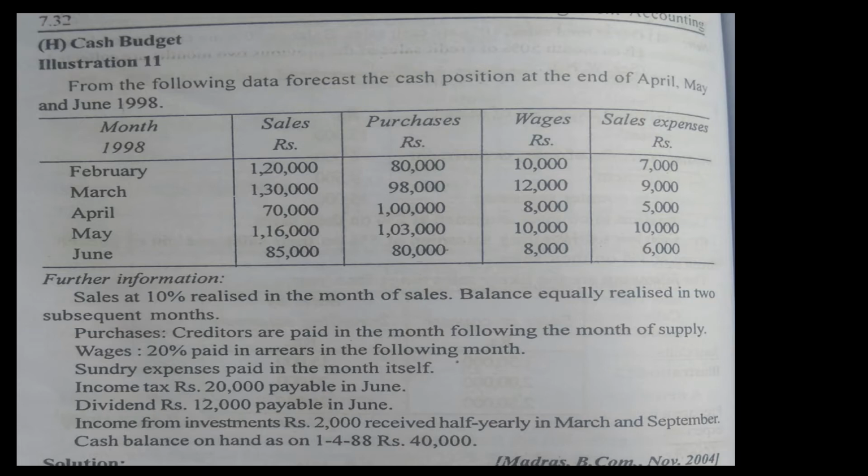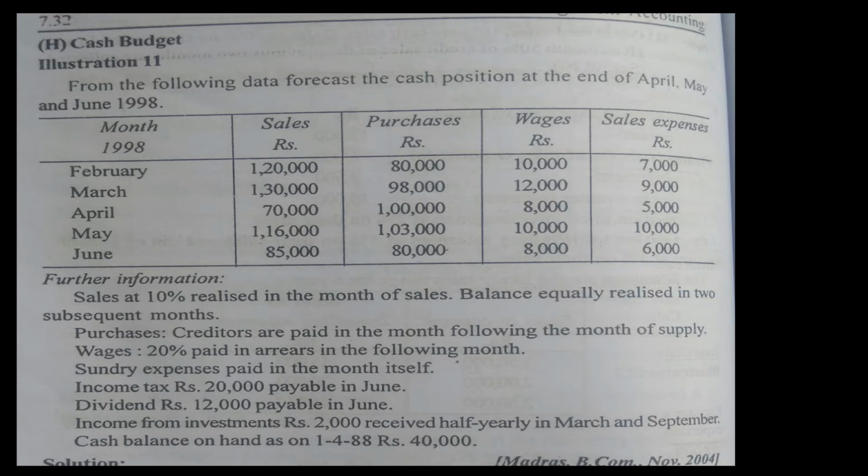If nothing is said, we assume it is paid in the same month. If arrears is clearly given, then it is delayed. The word arrear means delayed. Another name for arrear is lag in payment, a delay in payment. When you come across the word lag, it means there is a delay. Then the 20% is paid in arrears in the following month, which means 80% is paid in the same month.